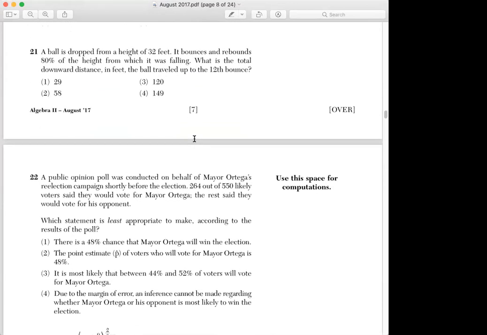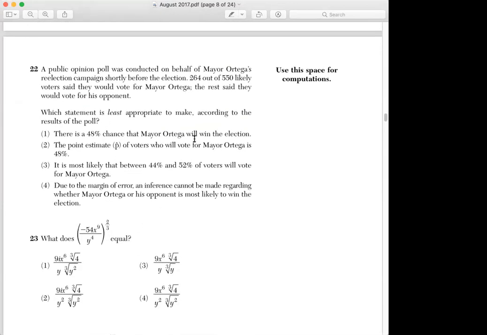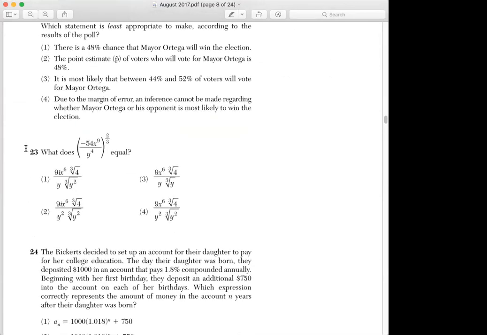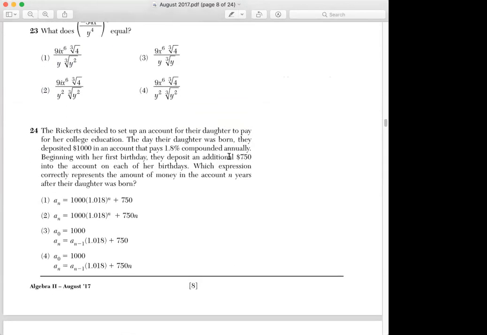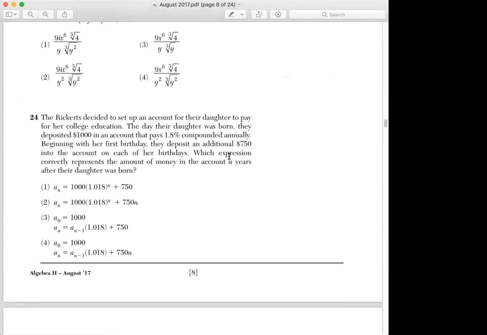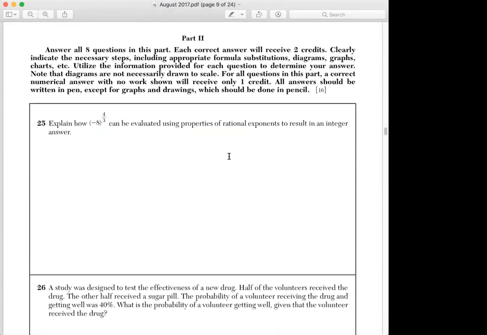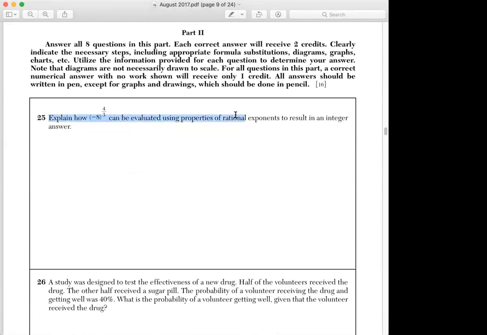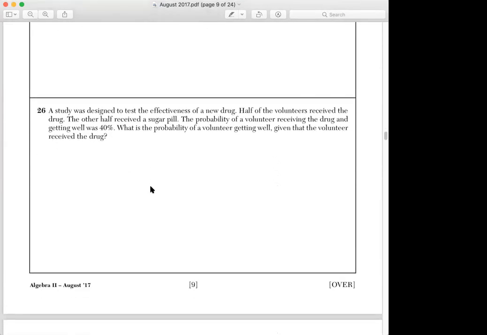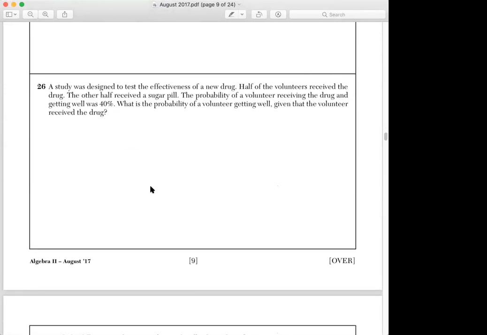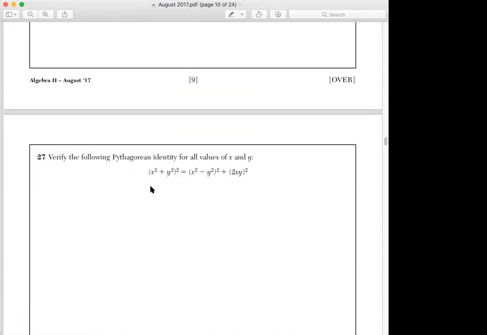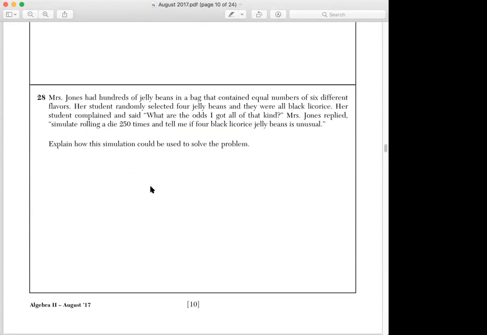We don't know how to do 21. We don't know how to do 22. Yes, 23 we can definitely do. 24 we do not know how to do. 25, oh my gosh, explain. Yes, we can do that. 26, nope. 27, nope. 28, we didn't explicitly learn it, but you can reason that.